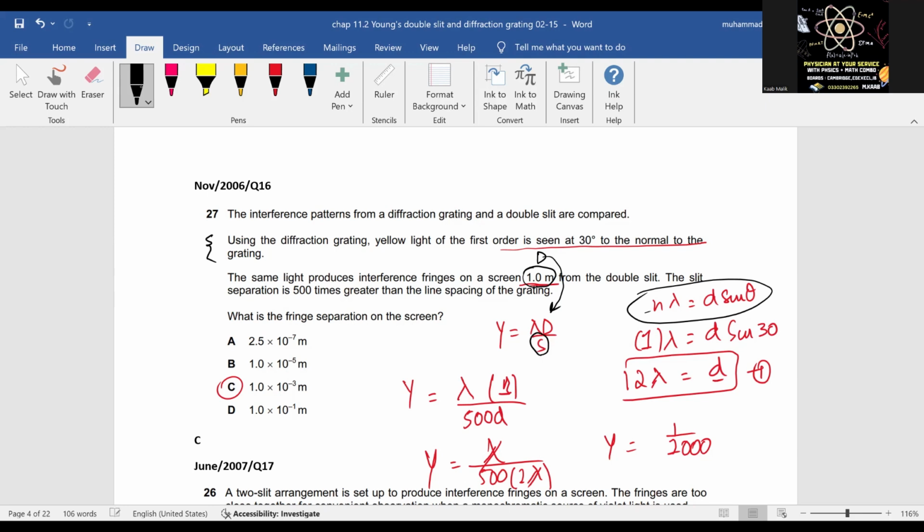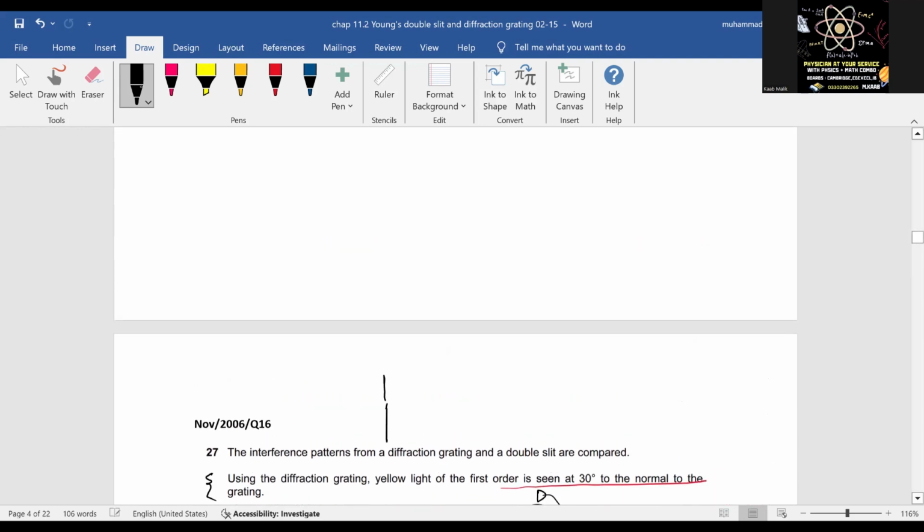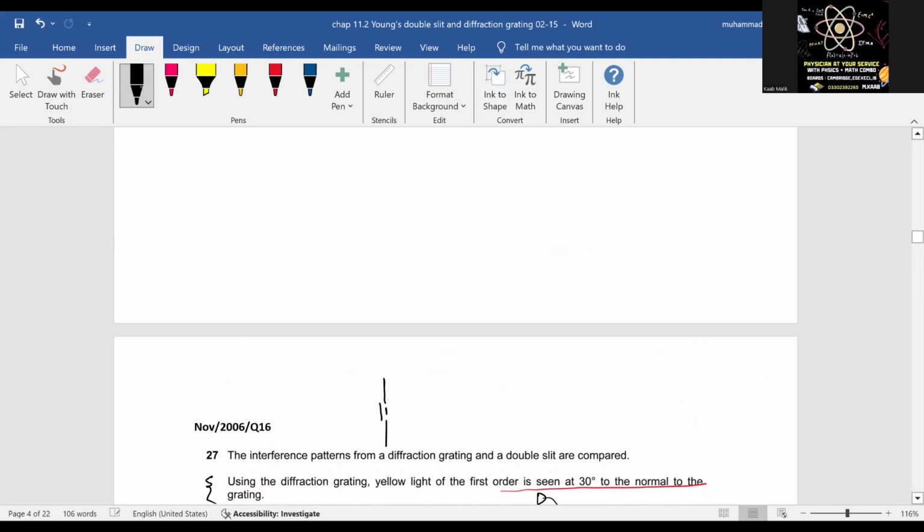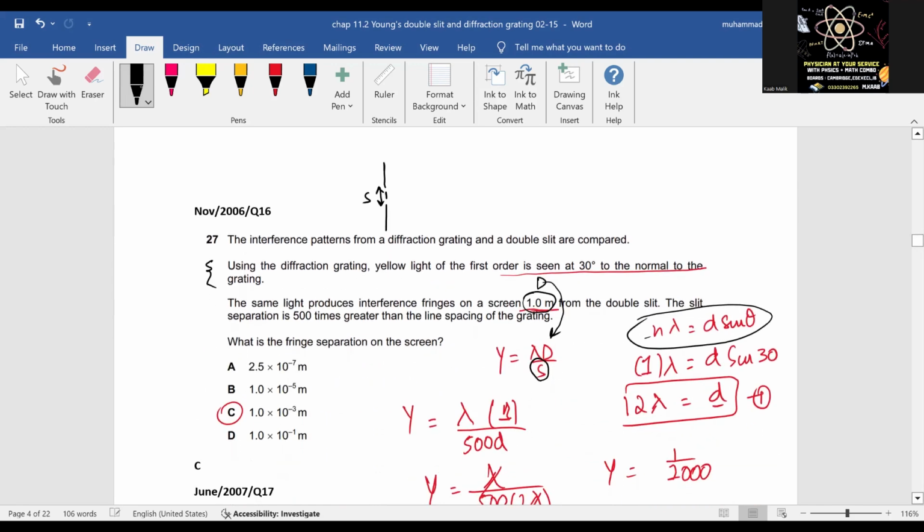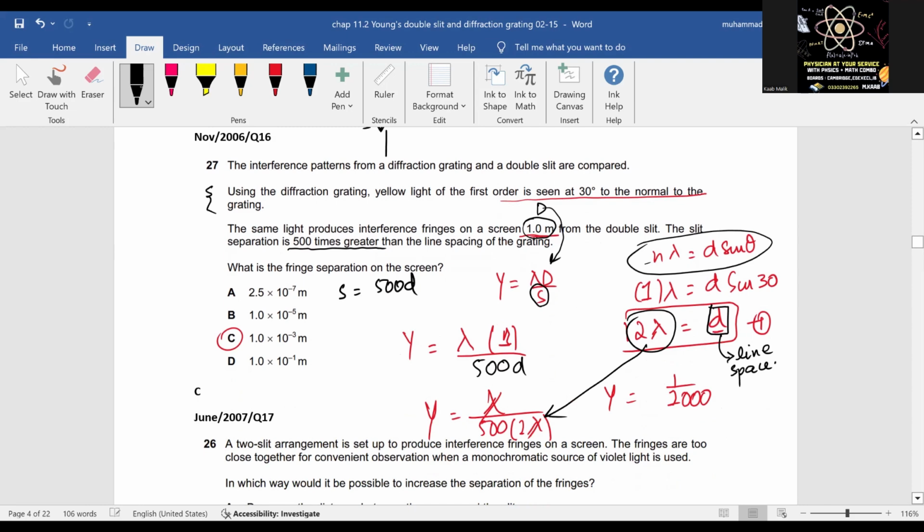And S is the slit separation. Slit separation means if you have the double slit like this, this is your S, and they're saying the slit separation is 500 times greater than the line spacing of the grating. So this D is the line spacing, and they're saying the S over here is 500 times greater than that D. So I can also write this as equal to 500D, and I can replace it. 500D, and instead of D I can use its value. Understand, brother? Am I getting? Yes. Fine, so this is how.